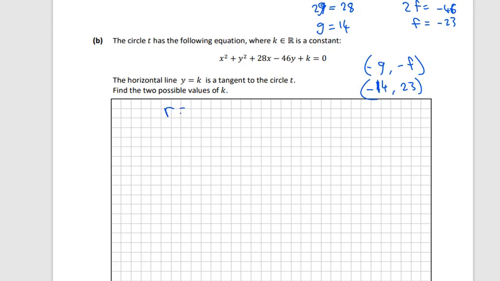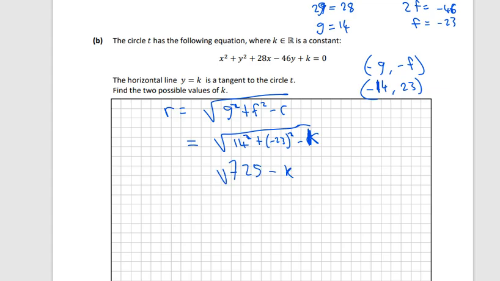The radius would be the square root of g squared plus f squared minus c. That's the formula, just looking in the log tables. So root 14 squared plus 23 squared minus c. C is k, which is the thing we're going to be working out ultimately. And that will be root 725 minus k. That's what r is.